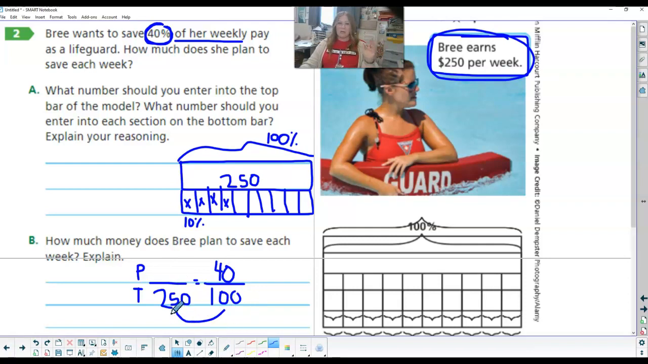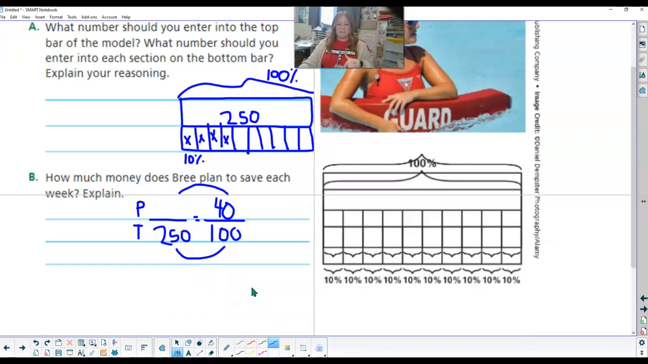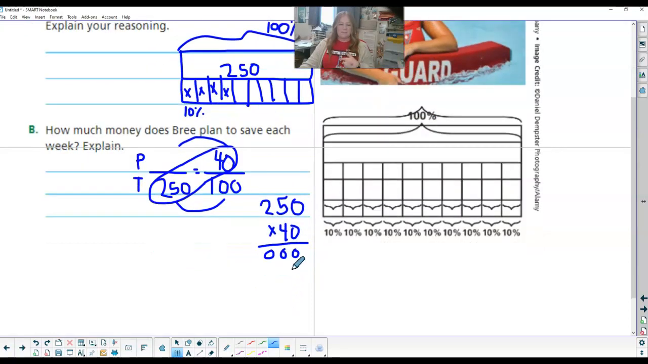So I can see I'm going bigger. And if you can figure that out, you're going to do the exact same thing here. If we can't see that, then we're going to times these. So we're going to take 250 and we're timesing it by 40. So I know everything times 0 is going to be 0. So I'm putting my placeholder. 4 times 0 is 0. 4 times 5 is 20. 4 times 2 is 8, 9, 10.